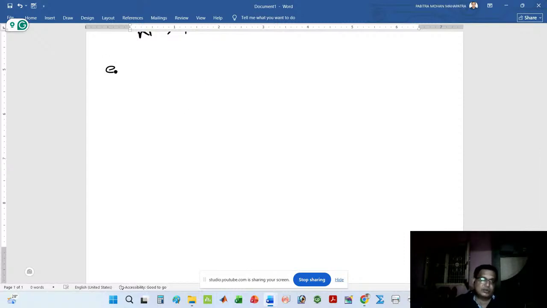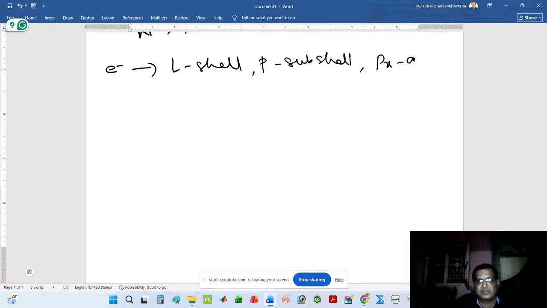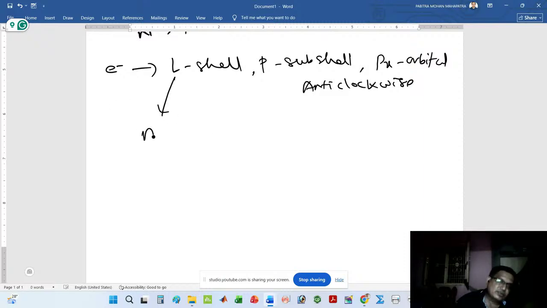Suppose an electron is present in the L cell, in the p subcell, in the px orbital, and it is spinning anti-clockwise. Then what is the set of four quantum numbers? L cell: directly you can write n is equal to 2.